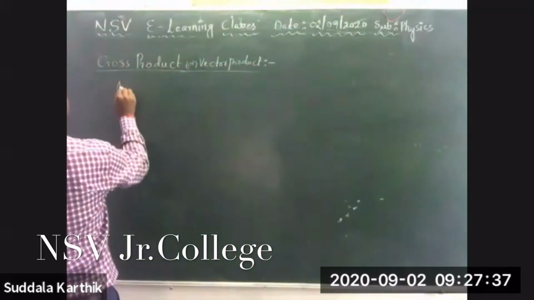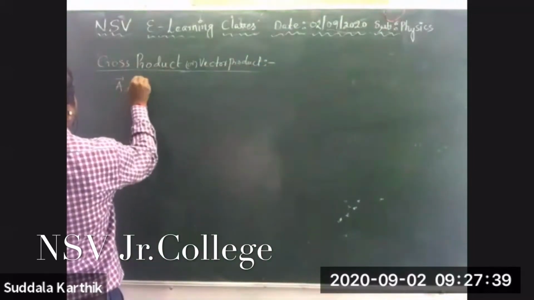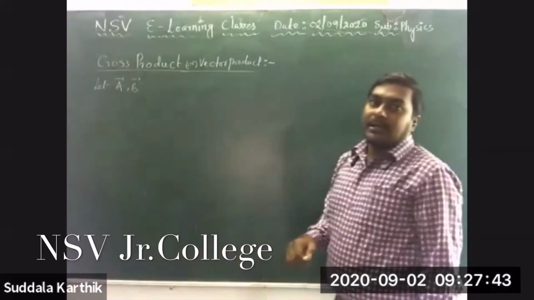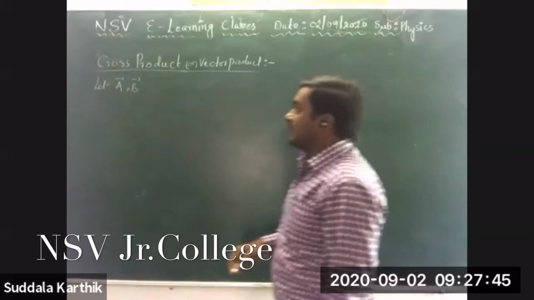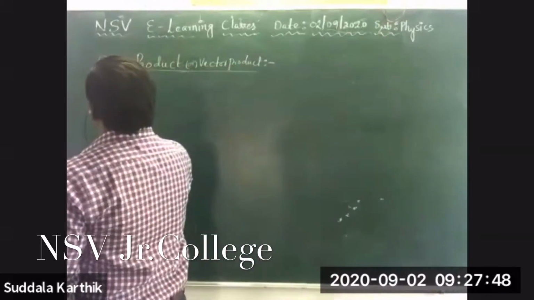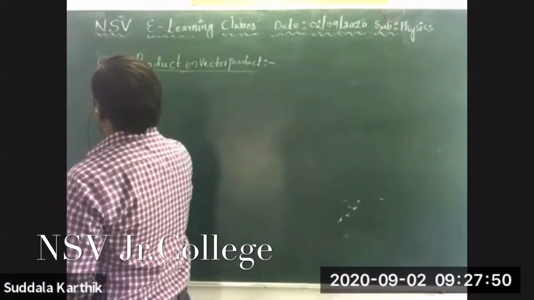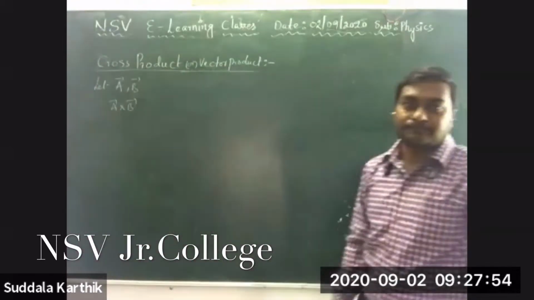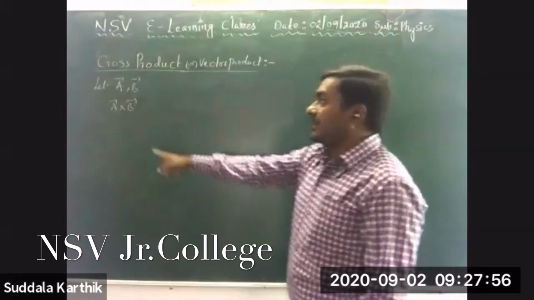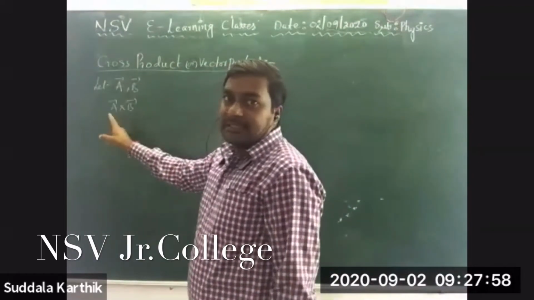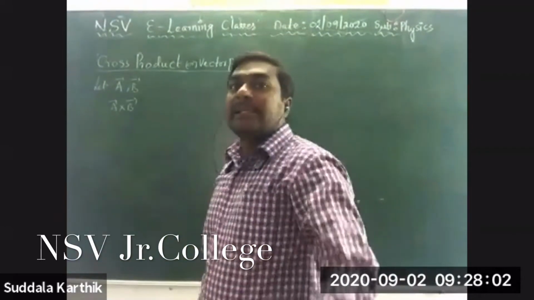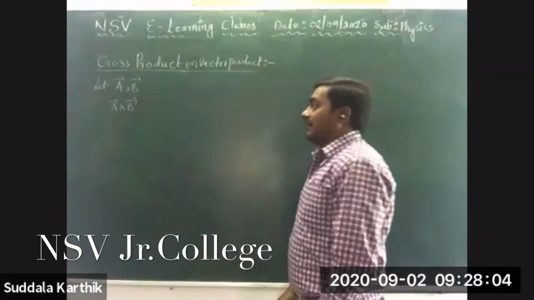So now let A bar and B bar be any two vectors. Then the cross product of these two is A bar cross B bar, not A bar into B bar. It is A bar cross B bar.